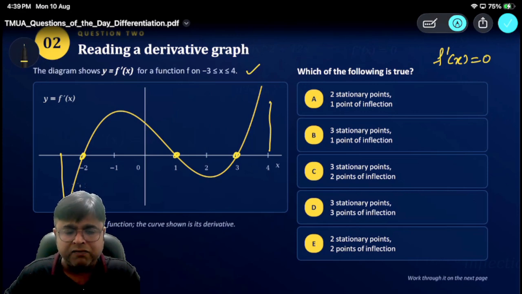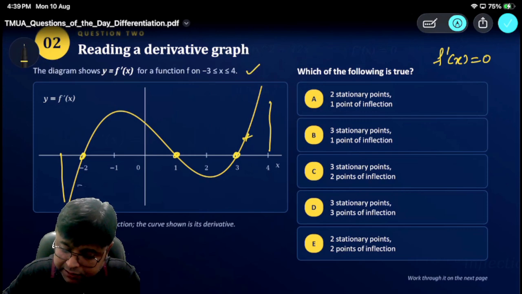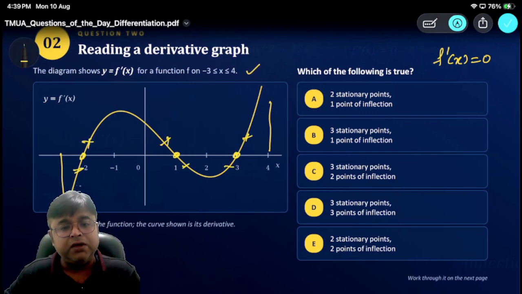I can also test which one is a local maxima or local minima, but this question does not demand that. So I have to just check whether on either side of these points where f dash x is 0, the sign is different. I can see it's positive here, negative here, negative here, positive here, negative here, positive here. So yes, three stationary points are there.